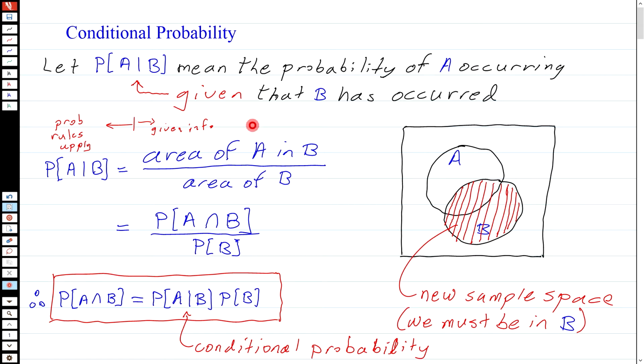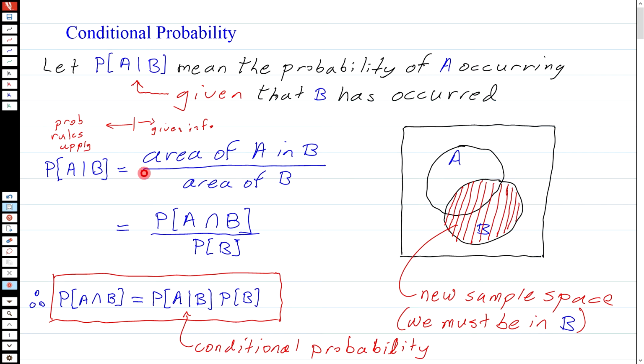Well, how do we get probability of A given B? If we're given that B has occurred, then we know that our dart has landed somewhere inside this region here, inside B. So B basically becomes our new sample space. And if we're looking for the probability that A occurs, given that we're in that sample space, we have to look at the area of A inside B.